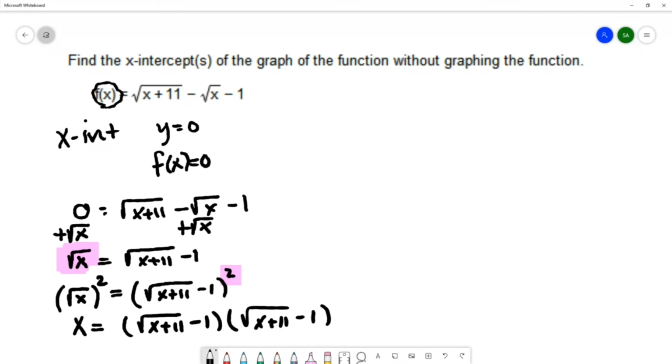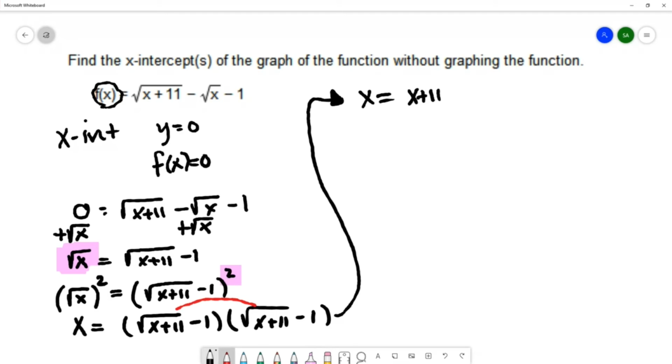Because that's what squaring means. Squaring it means multiply the base 2 times. And then I'm going to multiply it out up here. We have x equals, and we're going to multiply these first two together. Excuse me, I misspoke. That's square root of x plus 11 times square root of x plus 11. That's x plus 11.